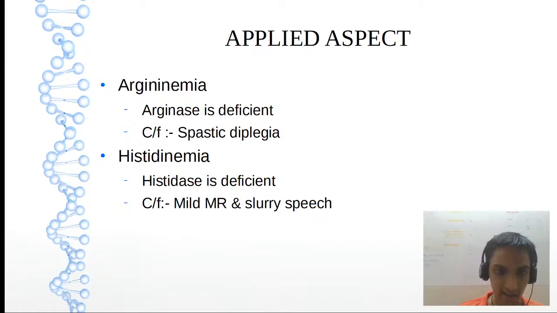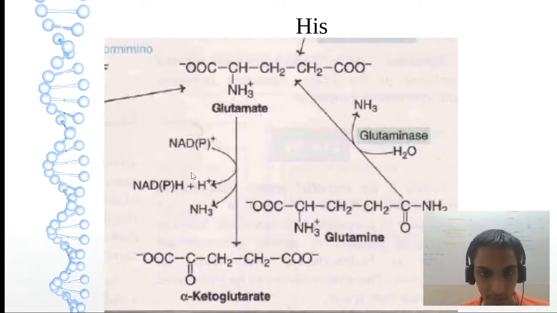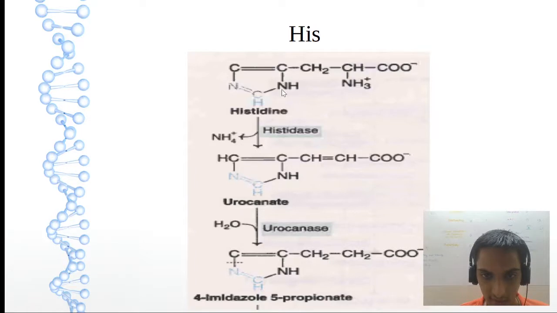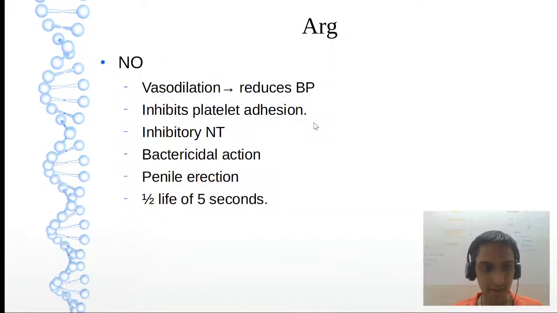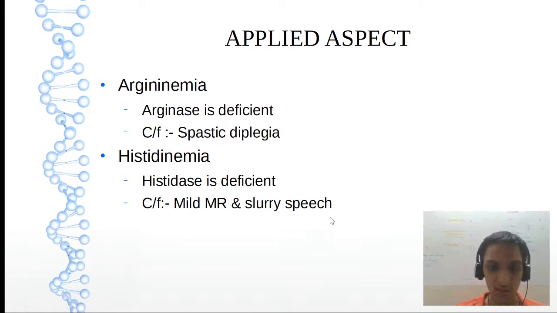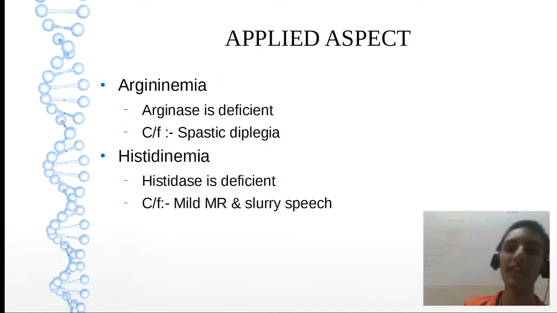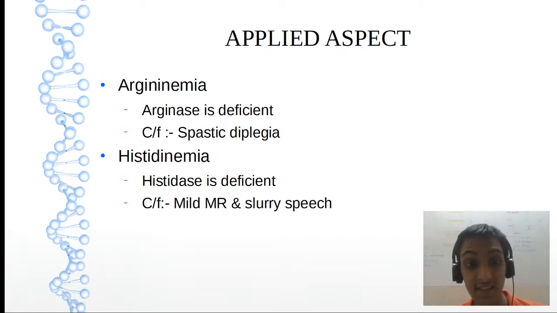And then histidinemia. There is more histidine in the blood. Histidase enzyme. What was it catalyzing? Histidine to urocanate, histidase was there. That enzyme is deficient in histidinemia, and there is no treatment for histidinemia. It causes mild mental retardation and slurred speech. That means the patient is not able to speak properly. For example, if he wants to tell the doctor that he's having fever, he will not be able to say it properly. That is what happens in histidinemia.